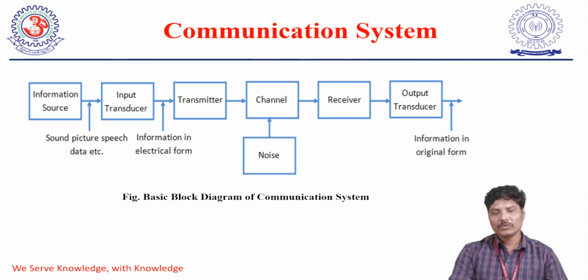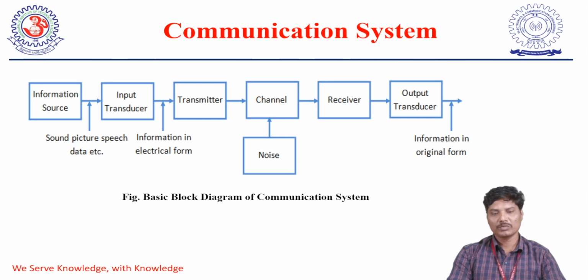Generally, if you want to transfer information from one end to the other, we need an information source. An information source may be information stored in a computer. It may be data, a picture, or a voice, or the song or video played from any station. That is a source of information.